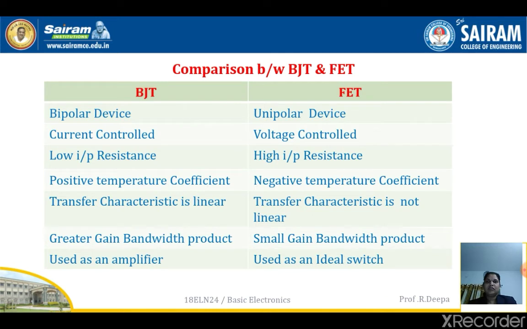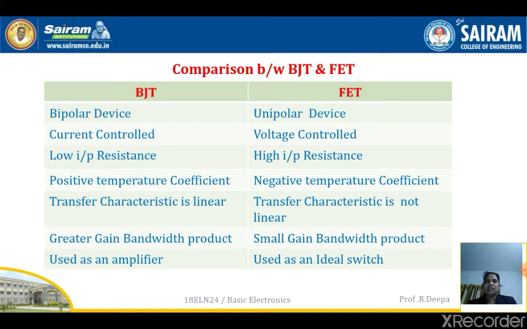So let us analyze the basic comparison between the bipolar junction transistor and the field effect transistor. The bipolar junction transistor, as we have studied, is a bipolar device, in the sense that the current conduction is due to both charge carriers, electrons and holes. Whereas the field effect transistor is a unipolar device, and the current conduction is due to one type of charge carrier, that is either electrons or holes.